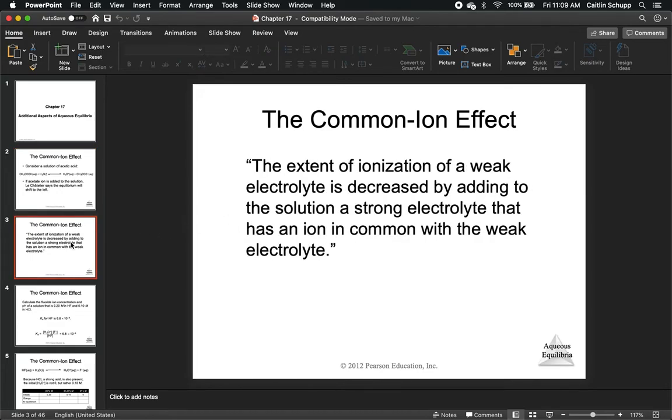Okay. Then from there, we want to talk about how this actually comes into play with a common ion. The common ion effect has this really specific wording, and I will upload this lecture for you as I've done in the past. But it states that what we're talking about involves a strong electrolyte and an ion in common with a weak electrolyte.